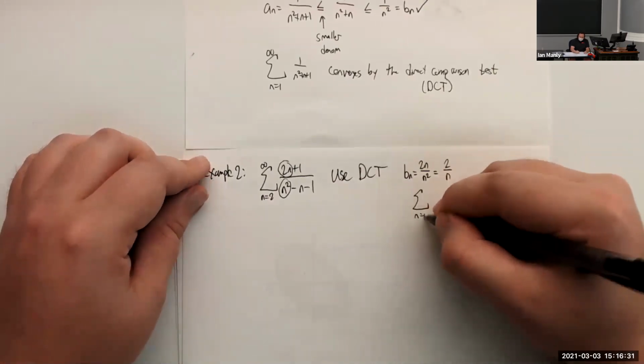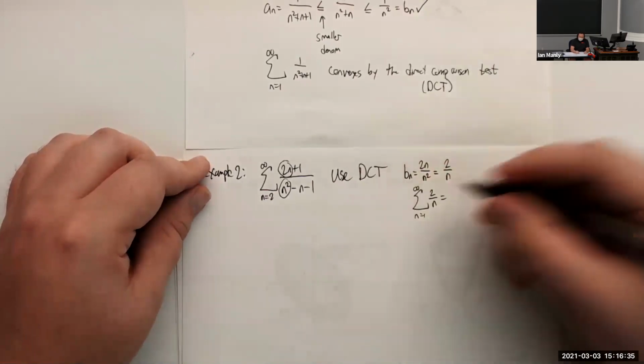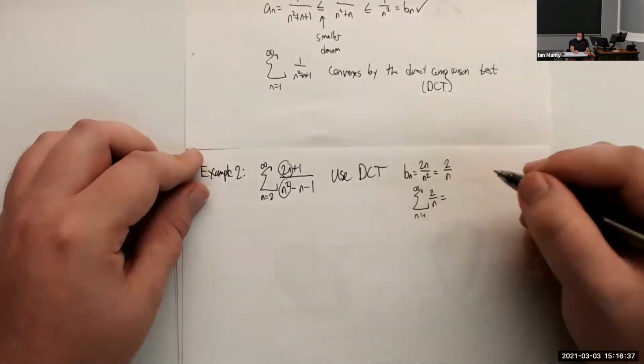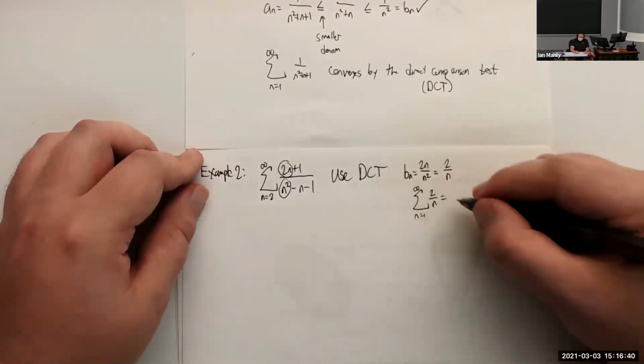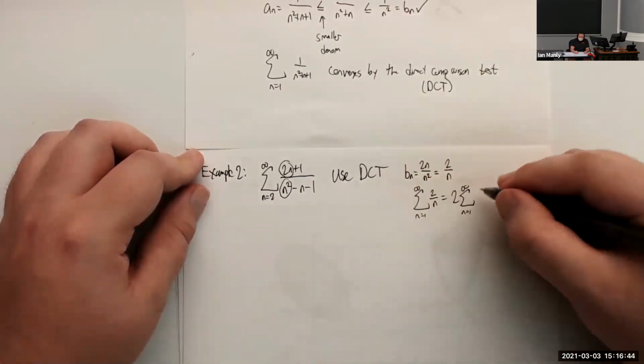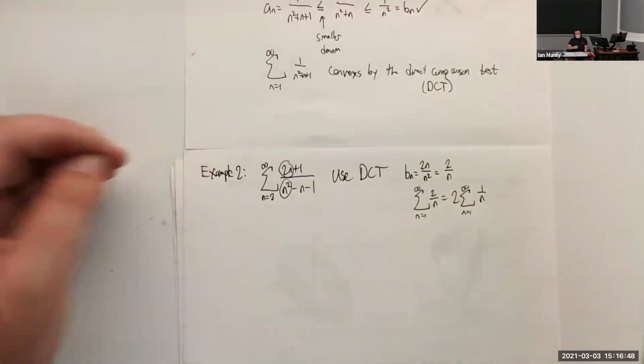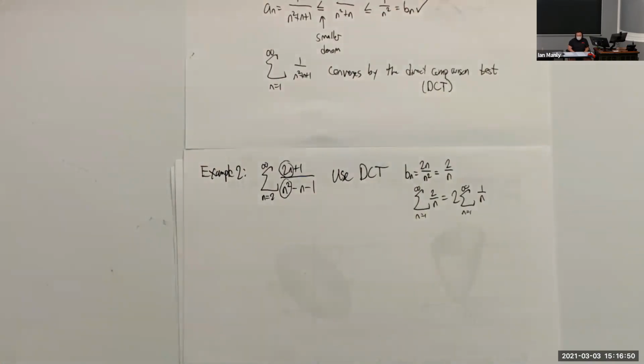So we have the sum from n equals 1 to infinity of 2 over n. By the way, constants in a series, I don't know if I explicitly mentioned this or not, but you can move constants out of a series. So this is the same thing as 2 times the sum from 1 to infinity of 1 over n. Now let me ask you guys this. What is this going to do as a series? Is this going to converge or is this going to diverge?